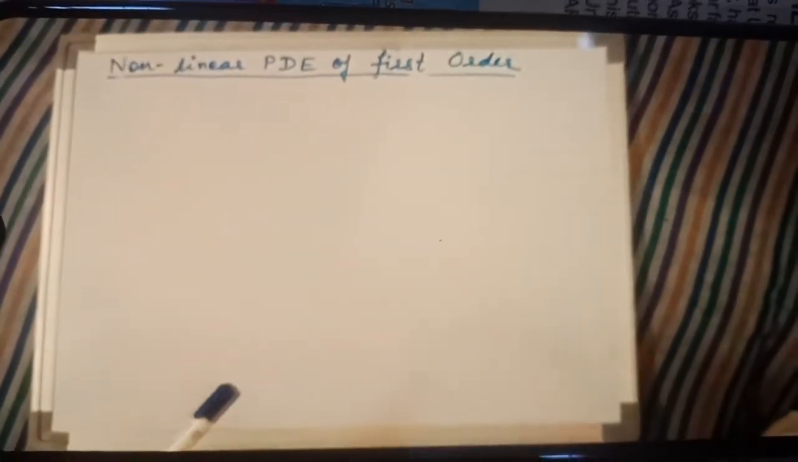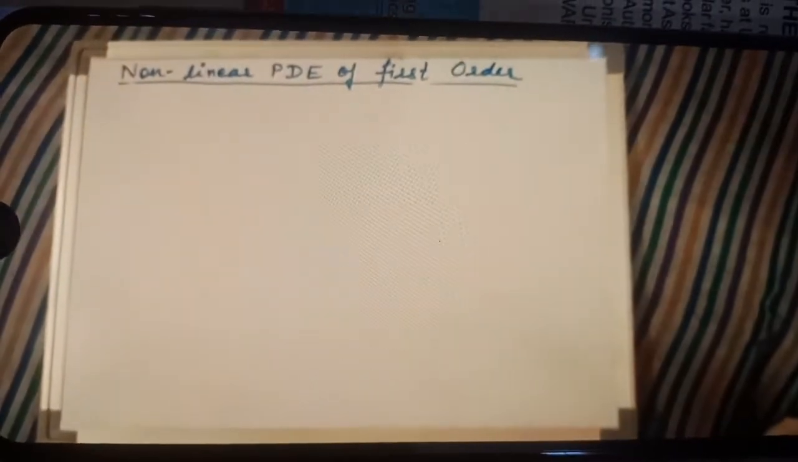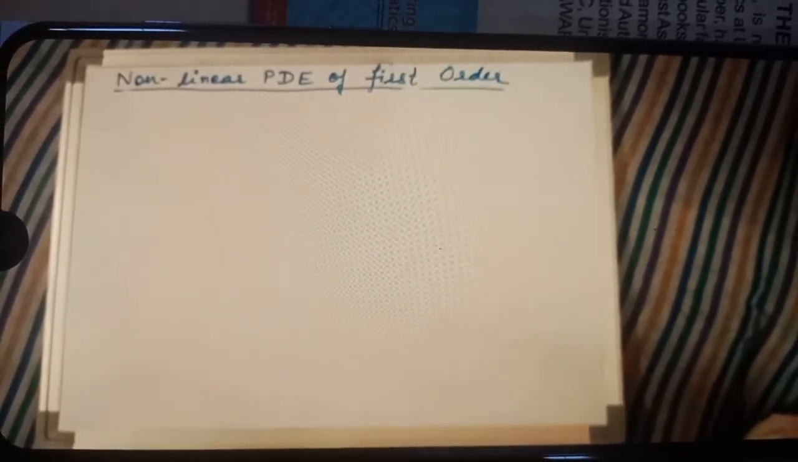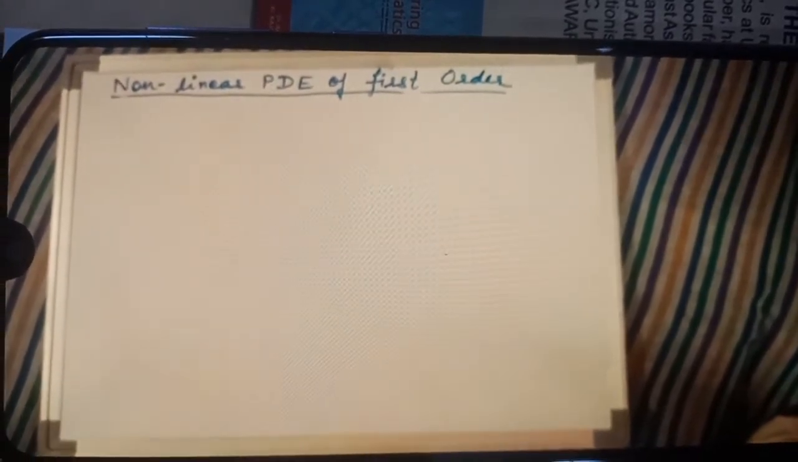In this lecture we start non-linear partial differential equations of first order. It means we have a partial differential equation of first order, but it is in non-linear form, meaning the power of p and q will be more than 1. So we have different types of non-linear partial differential equations of first order.